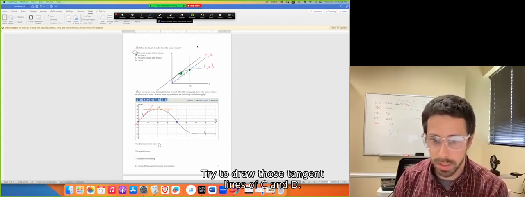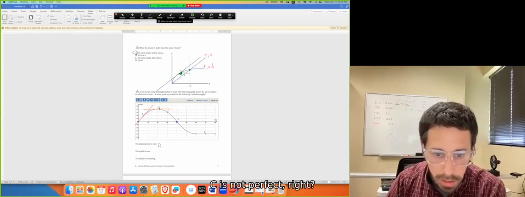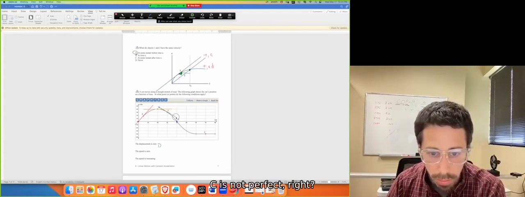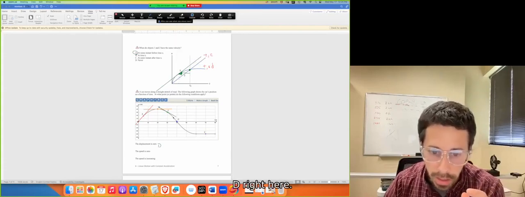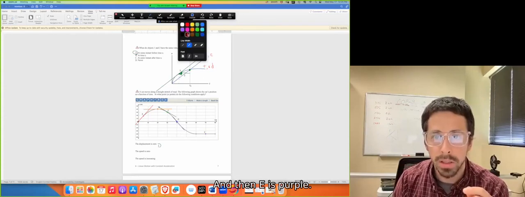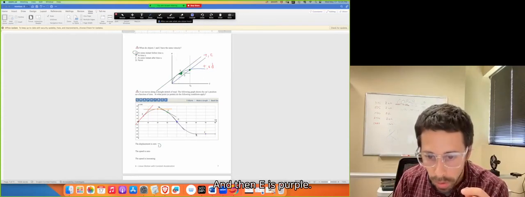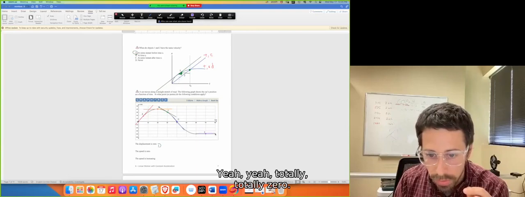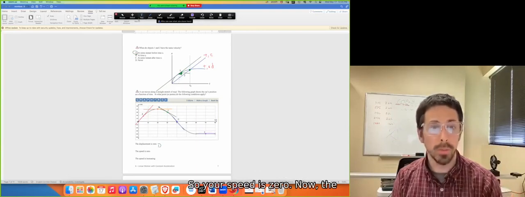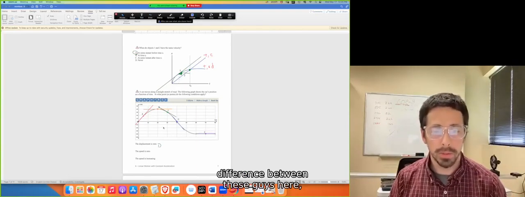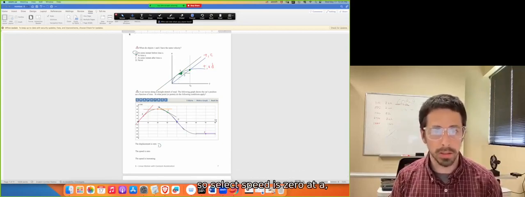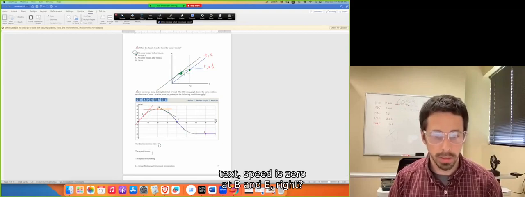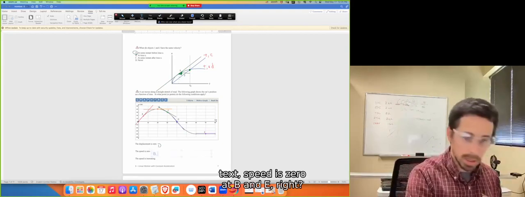Try to draw those tangent lines at C and D. C is not perfect, but it's not 0. D, right here. And then E is purple. Yeah, that one is totally 0. So your speed is 0 at B and E.